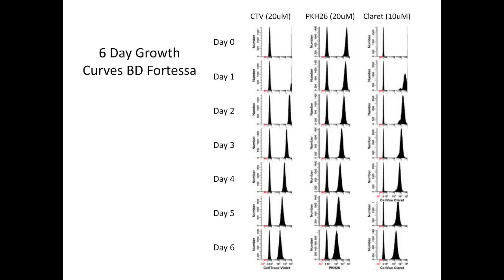This is the data coming off of the Fortessa, and we're going from day 0 to day 6. You can see clearly the decrease in fluorescent intensity for the cell trace violet, the PKH26, and the claret. These are all at the higher concentrations, and one thing I'll point out is that it's off scale at day 0 and actually at day 1 for the cell trace violet as well as for the claret. And this is data coming off of the Fortessa.